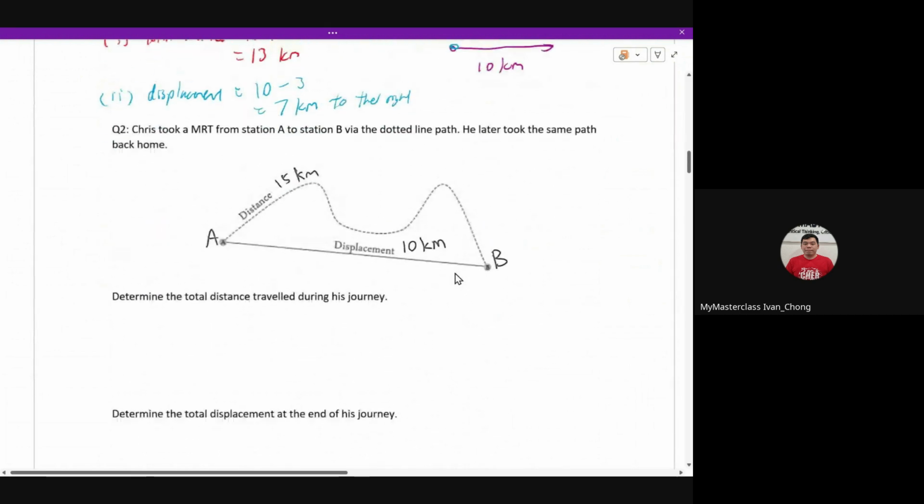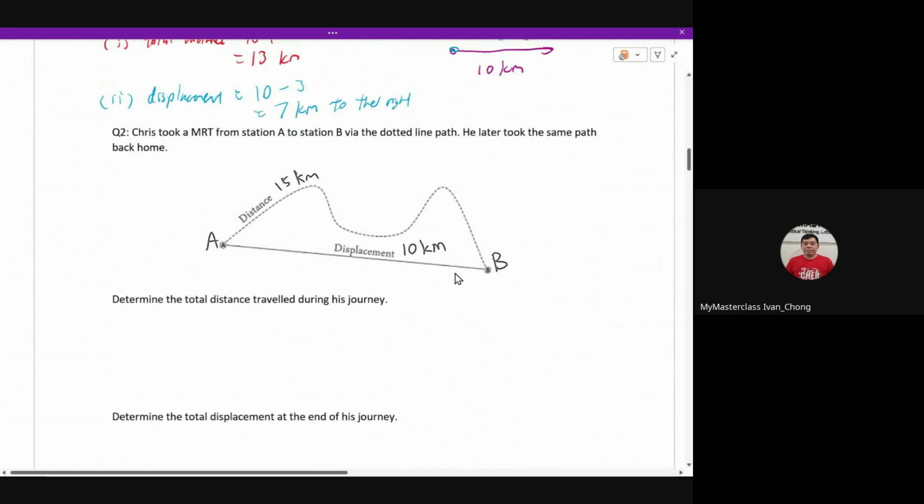Okay. The next one is if Chris took the MRT from station A to station B along the dotted line. So which means he took it and he traveled in this path over here. And then he took the same exact path backwards, back home. So your total distance is very straightforward. We just add up the numbers, right? So it's just 15 plus 15, you end up with 30 kilometers.